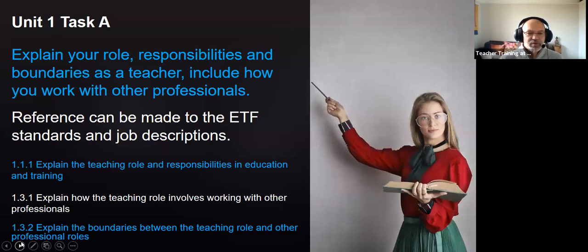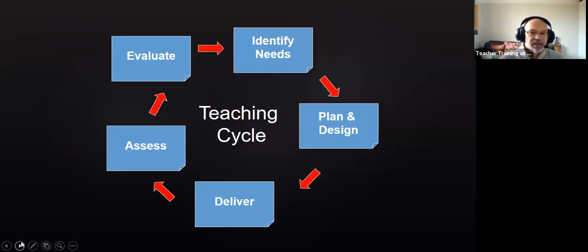So the criteria are to explain the roles and responsibilities of teachers and trainers in education and training, how that involves working with other professionals, and what the boundaries are between us and those other professionals. I've done this by creating a little table which you can respond to. We're looking at the teaching cycle, so I thought it would be a good idea to break the roles and responsibilities of a teacher trainer down into the steps of the training cycle.